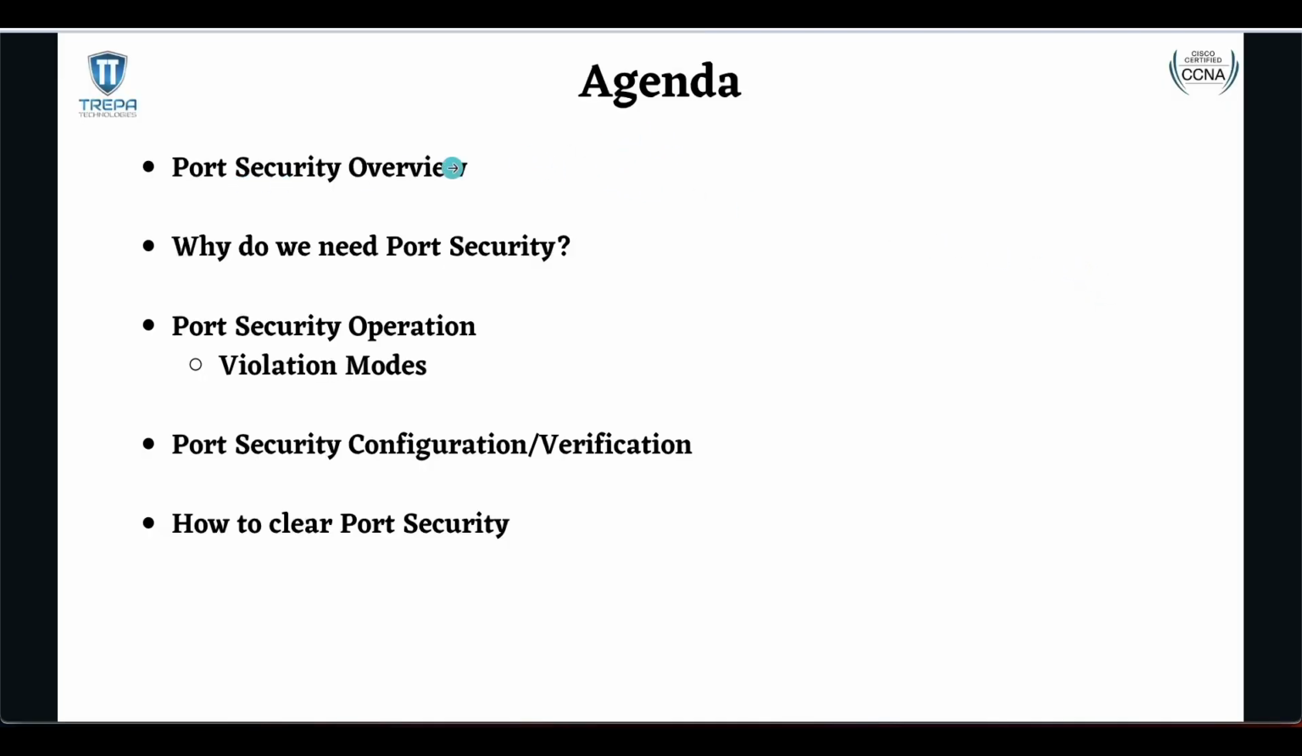So our agenda, we're going to go over a quick overview, why we need port security, the operation of it, how it works, and then of course the configuration, and then also how do we clear it. So once a port goes into error disabled mode because somebody tripped port security, how do we clear that and get that switch port functional again?